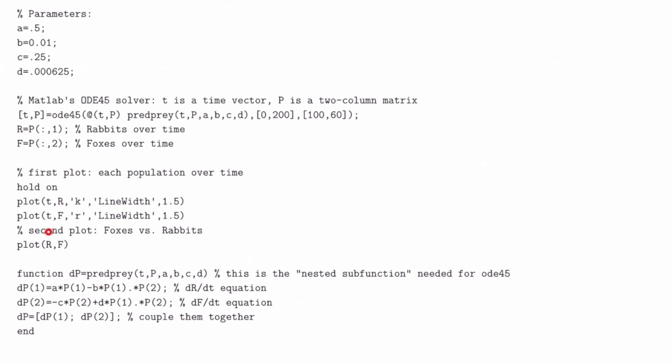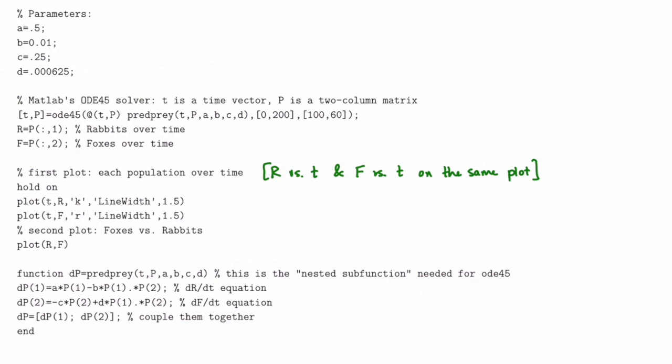which means that we can plot them. We'll do two plots. One will be each population over time. In other words, we'll plot R with respect to T and F with respect to T, and we'll put them on the same plot. So that's going to give us some interesting shapes that we can analyze.